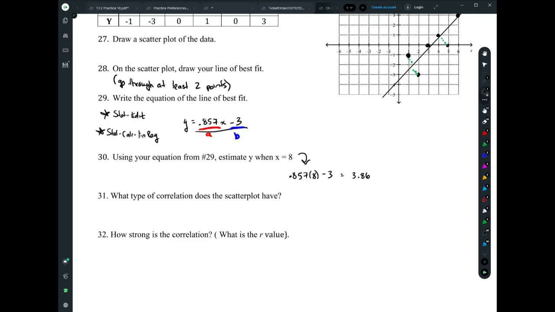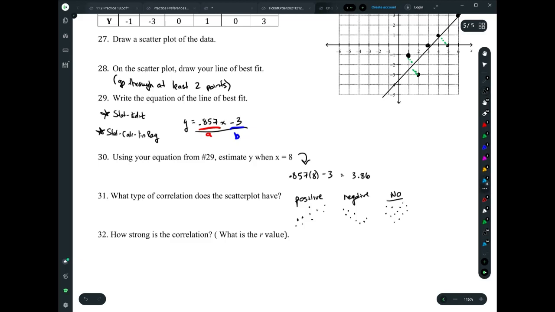What type of correlation does a scatter plot have? Here are some examples. Positive correlation is if the values are all going kind of up in a certain trend. Negative is if they're all going down. And no correlation is if they're all over the place and you can't tell. So our particular example would have a positive correlation because of that there.